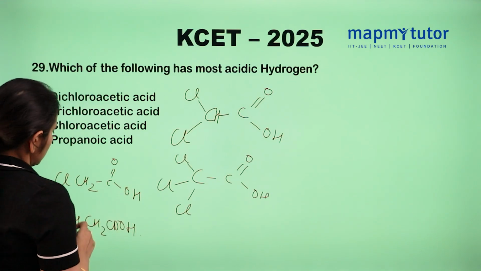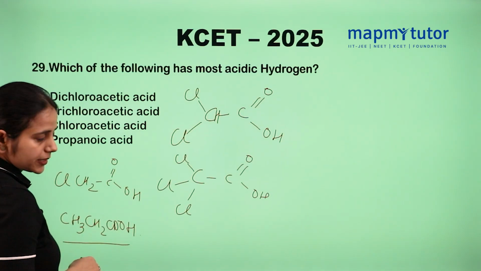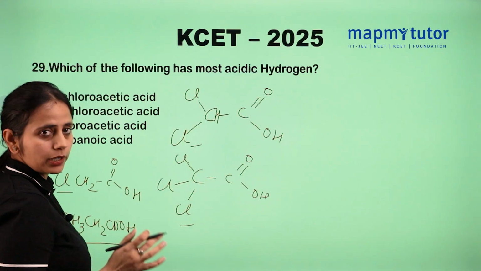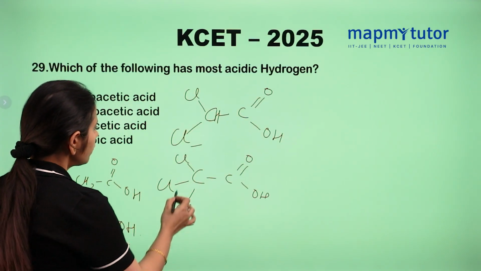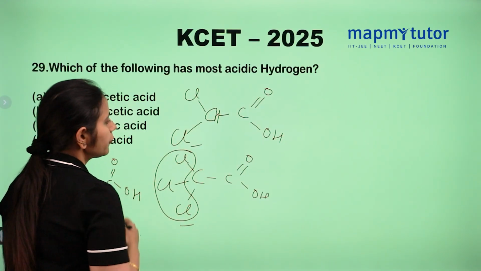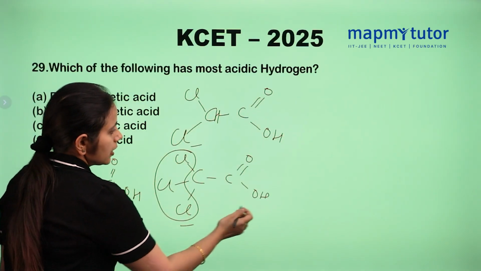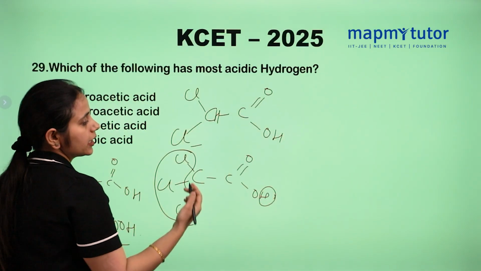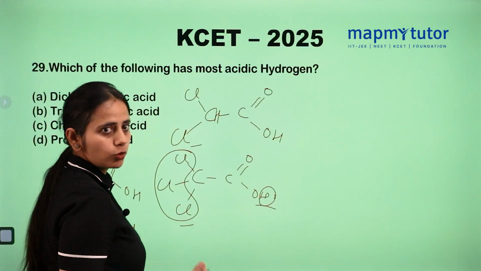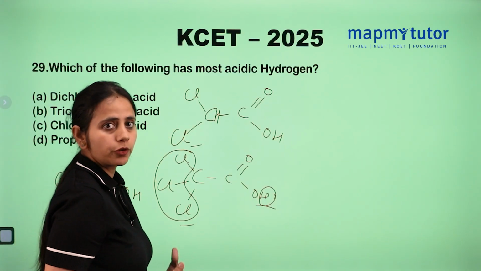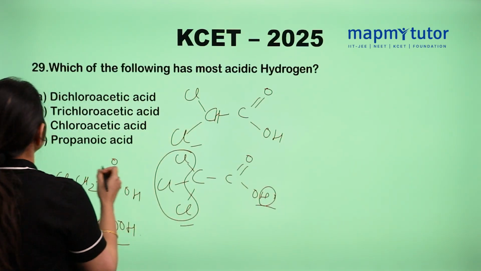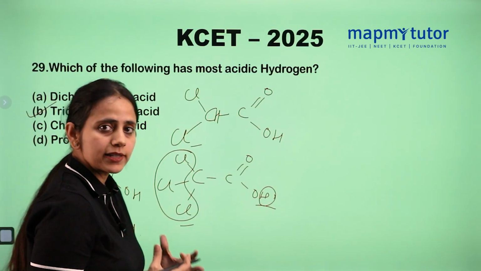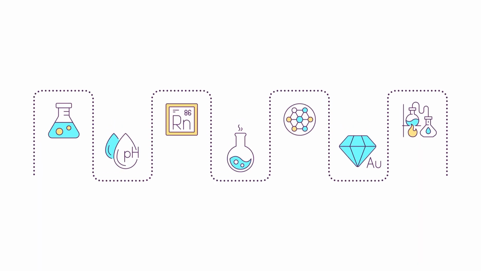Here, a low number of electron withdrawing groups is present. Here 1, here 2 and here 3 electron withdrawing groups are present. The more electron withdrawing groups are present, the more easily this H can be removed. So it is the most acidic hydrogen because it can be easily removed due to the presence of the electron withdrawing groups. So out of these, trichloroacetic acid gives the most acidic hydrogen.